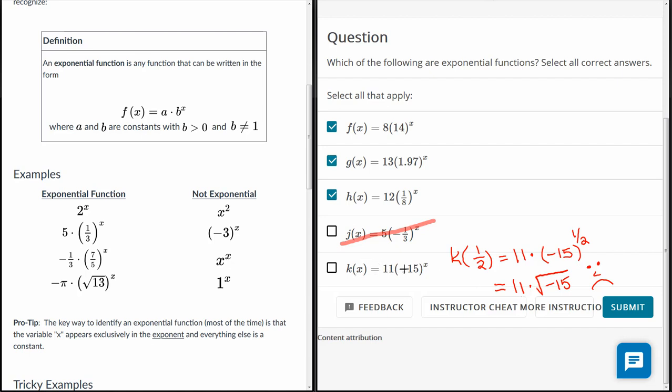So one of the reasons why we say it's not exponential, and the reason why we don't allow negative bases in our exponential function, is because they end up giving you imaginary numbers. If you let b be a negative number, then you're going to have a function whose range includes imaginary numbers. That might be something you're interested in, but for the purposes of our class, that's out of bounds, and so we'll say that's not an exponential function.